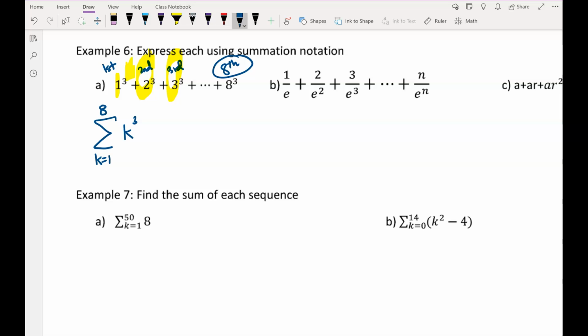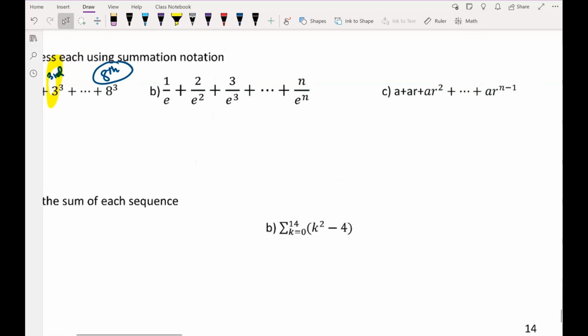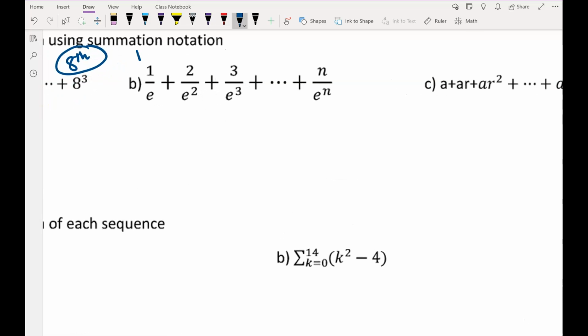Now let's go to letter B. Letter B again, I'm going to let this be first, and let this be second, let this be third. And it looks like we have n here as our last term. Not all the time would we have a number or a constant on the top.